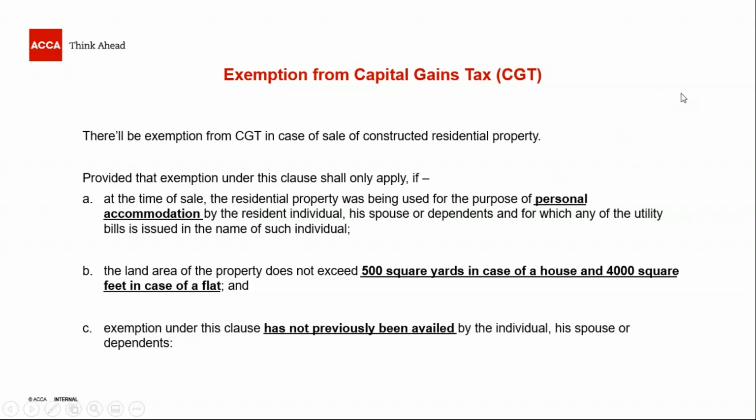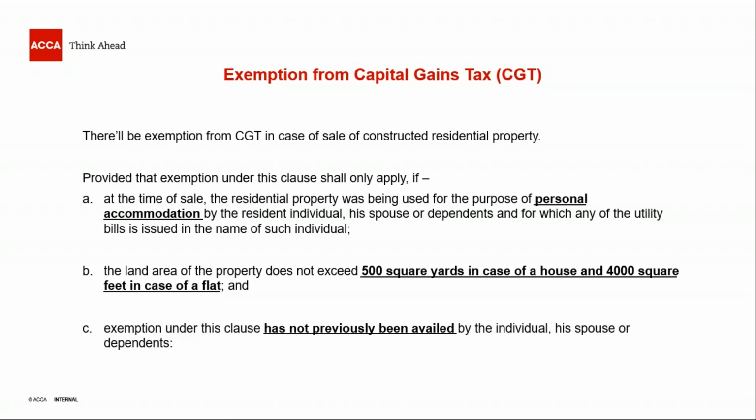So there will be exemption from capital gain tax in case of the sale of a constructed residential property, provided three conditions are met. Number one, that at the time of sale, the residential property was being used for the purpose of personal accommodation by the resident individual, his spouse, or dependents, and for which, this is important, any utility bill is issued in the name of such individual. So it can be an electricity bill, it can be the Sui gas bill. So any utility bill should be in their name, and the property should have been used for the personal accommodation.